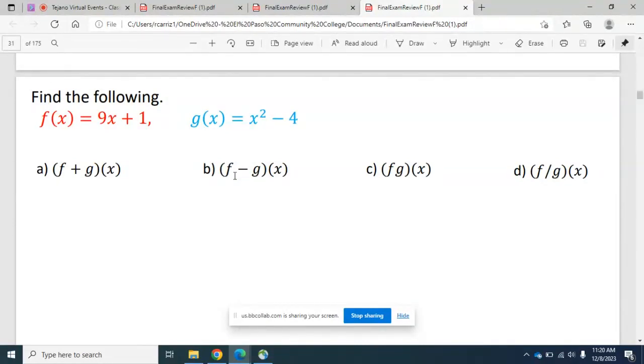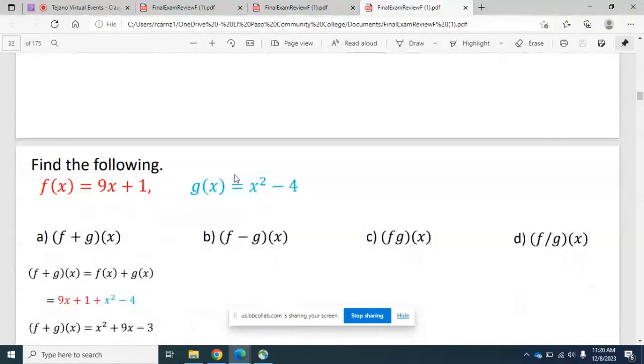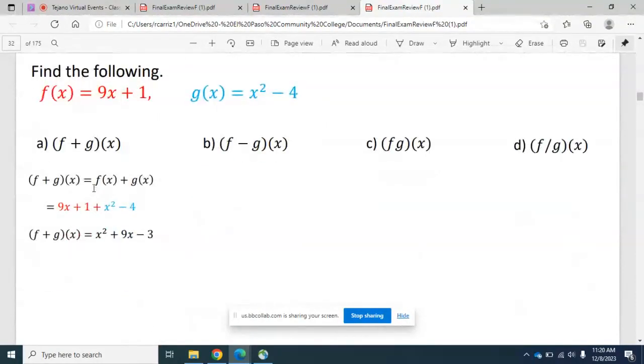So the way I like to do this is just, I like to write it down in this format. I like to write that f of x plus g of x. And by me writing this, I just substitute and solve. So f of x is the one in red, the 9x plus 1. The g of x is the one in blue, which is just x squared minus 4.